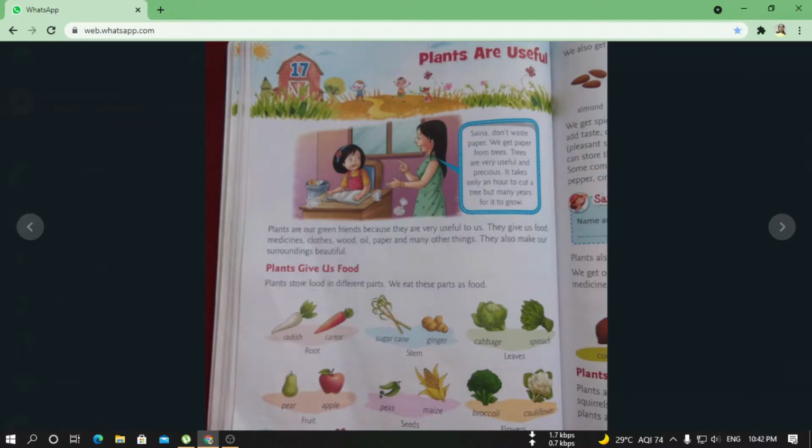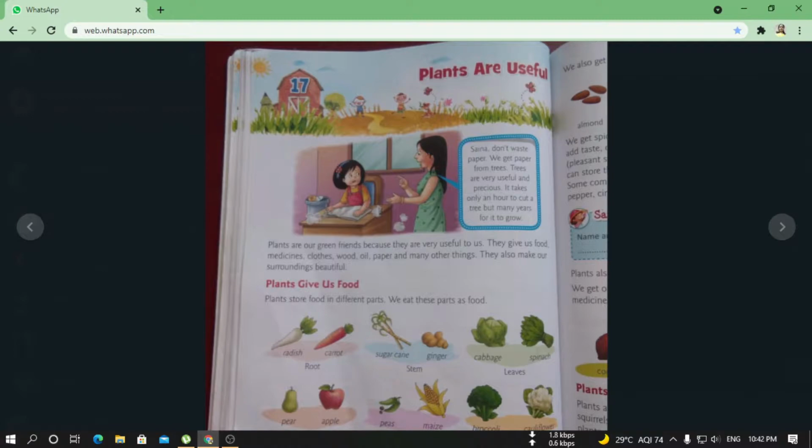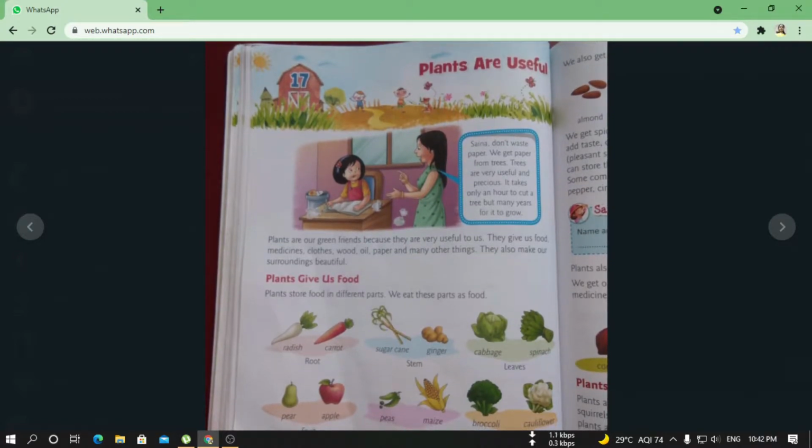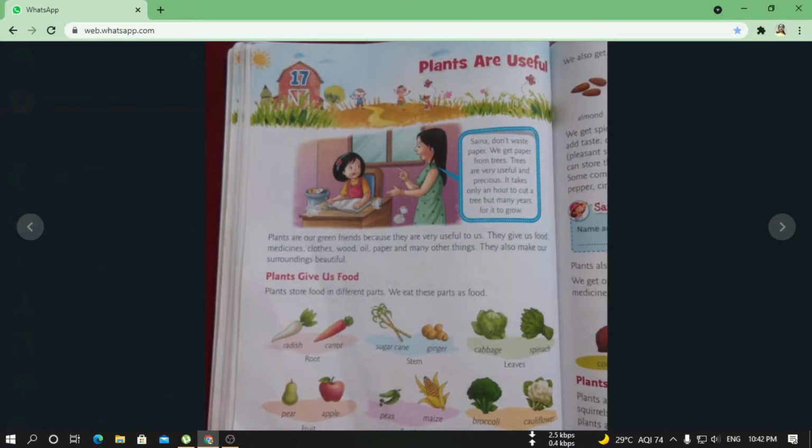So this is a chapter. The name of the chapter is Plants Are Useful. This is a chapter of environmental science. Now we discuss how plants are useful to us.